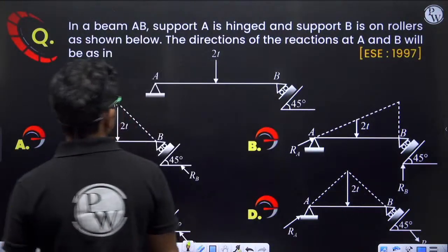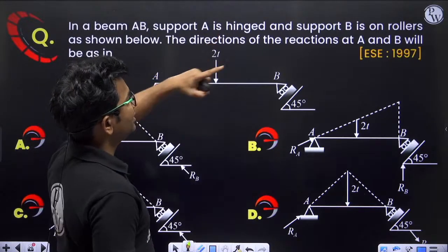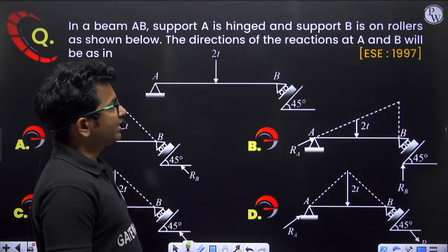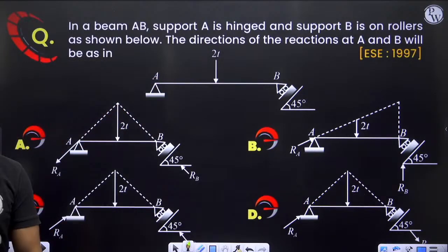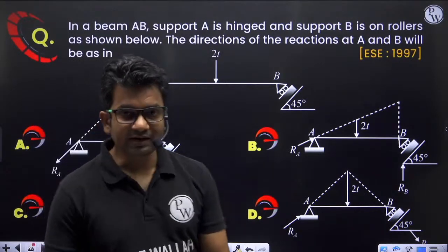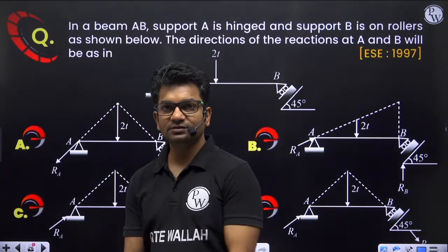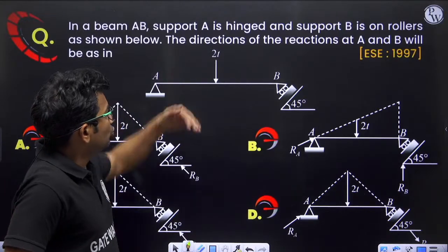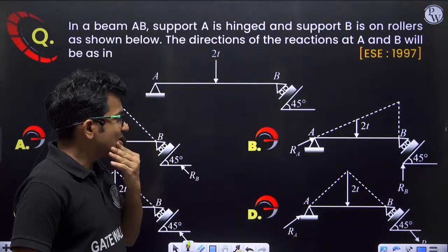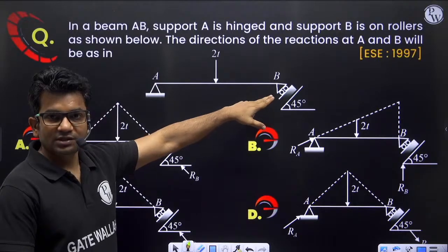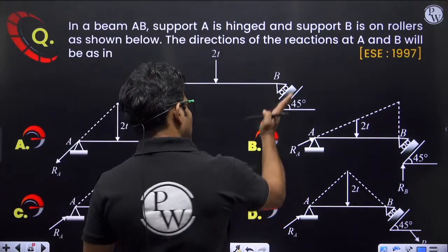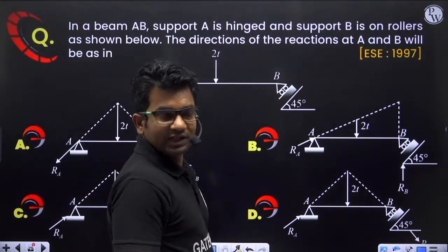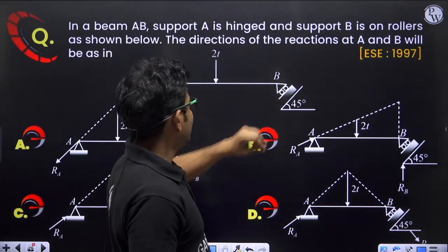In a beam AB, support A is hinged and support B is on rollers as shown in figure below. The directions of the reactions at A and B will be. Okay, so this is an interesting question. Can you solve it? How you can solve this question? So 2-ton force is acting here. Now here at B, the support is inclined at 45 degree to the horizontal.